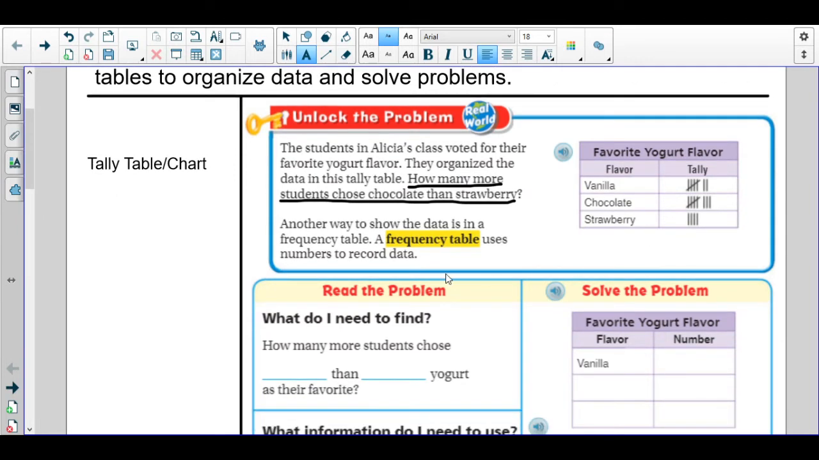Another way to show the data is in a frequency table. A frequency table uses numbers to record data. All right, so we have a tally chart. We also have a frequency table. And the two of them kind of go hand in hand with one another.